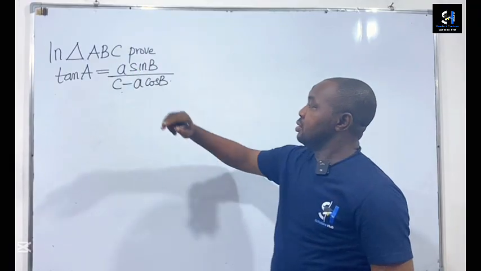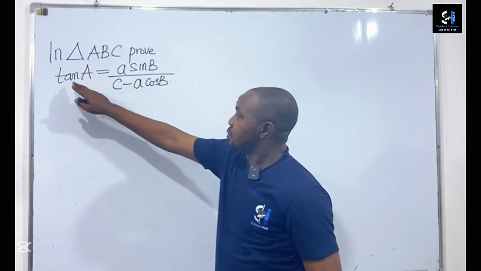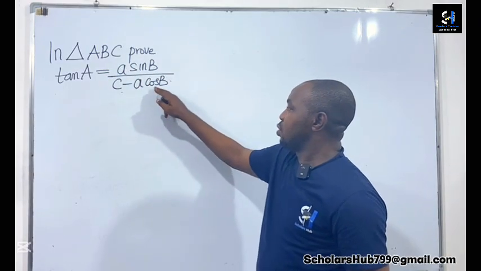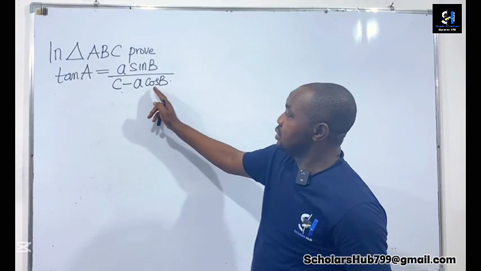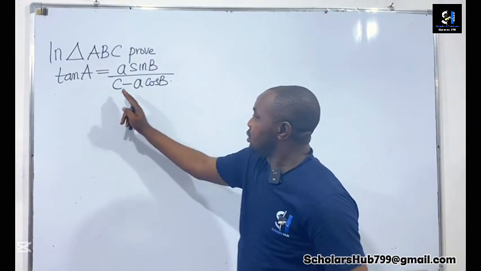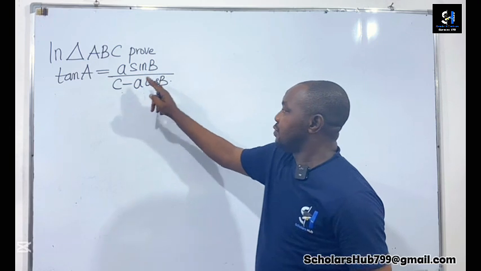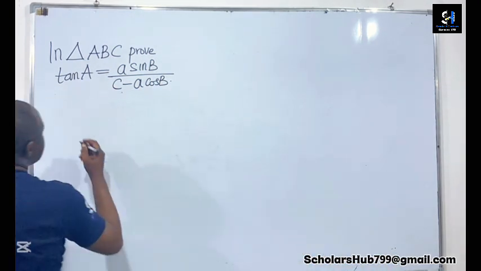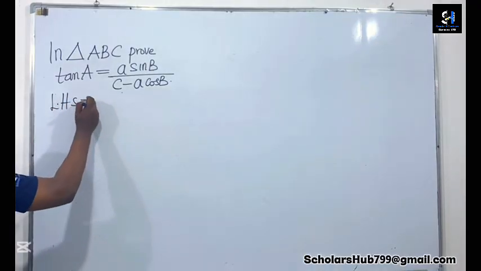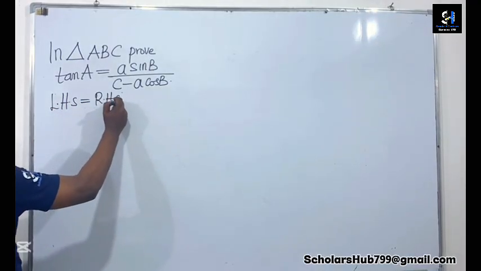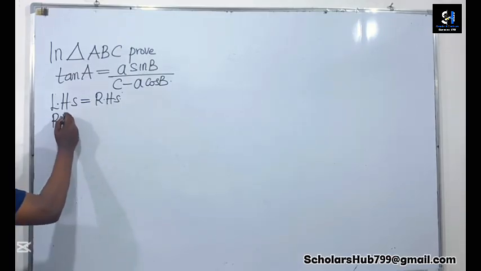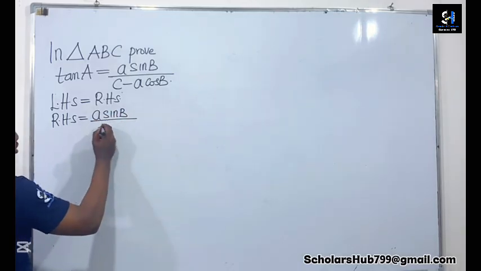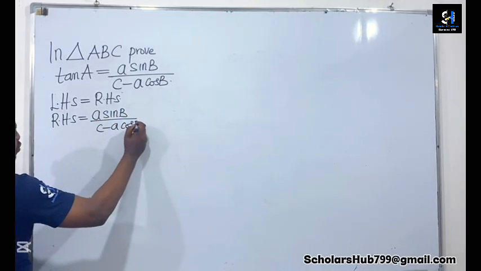In triangle ABC, I'm going to prove that tan A is equal to a sin B divided by c minus a cos B. That is, I'm going to use this identity, a sin B divided by c minus a cos B, to get tan A. So what I will do first is to write that the left hand side is equal to the right hand side. The right hand side is equal to a sin B divided by c minus a cos B.